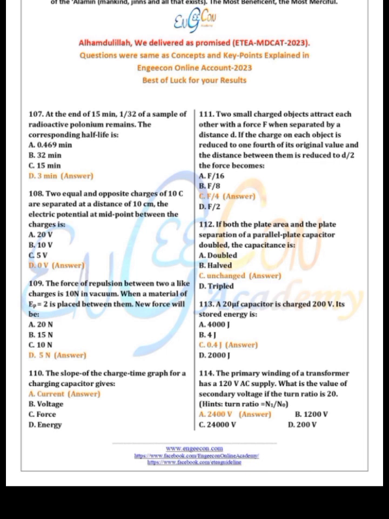111. Two small charged objects attract each other with a force F when separated by a distance d. If the charge on each object is reduced to 1/4 of its original value and the distance between them is reduced to d by 2, the force becomes what? F by 16, F by 8, F by 4 or F by 2. The correct option is C, F by 4.